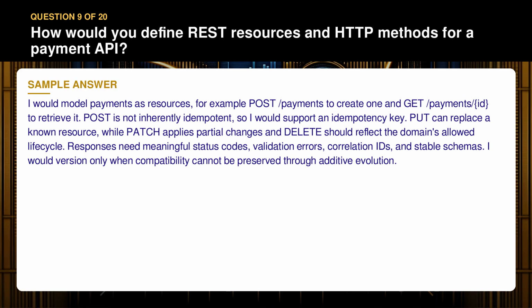Question 9. How would you define REST resources and HTTP methods for a payment API? I would model payments as resources, for example POST /payments to create one and GET /payments/{id} to retrieve it. POST is not inherently idempotent, so I would support an idempotency key. PUT can replace a known resource, while PATCH applies partial changes and DELETE should reflect the domain's allowed lifecycle. Responses need meaningful status codes, validation errors, correlation IDs, and stable schemas. I would version only when compatibility cannot be preserved through additive evolution.